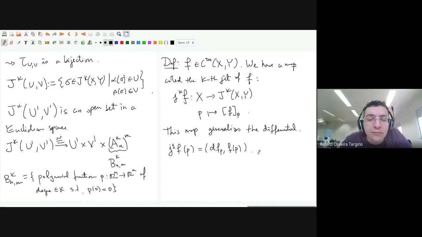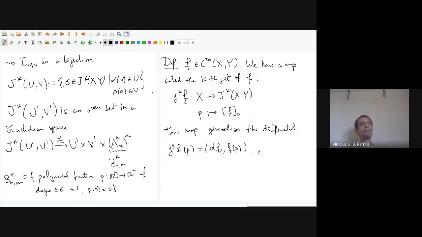Why this name, do you know? Why jets? Why is it called a jet? I've never thought about that, but I don't know. I think the jet has something to do with the tangent space and the cotangent space. Maybe it's because it has to do with, in one point you have a lot of information. So all the derivatives at one point, that's kind of the information of the jet. So maybe there's the imagery of a jet of information from one point. I don't know.